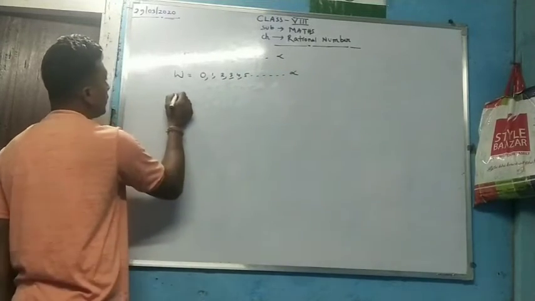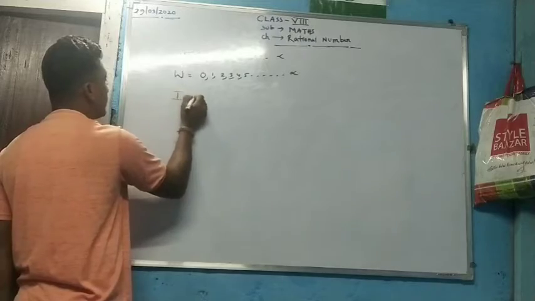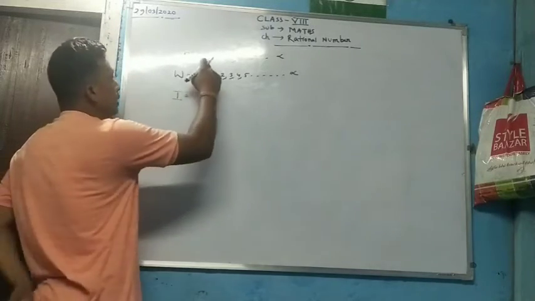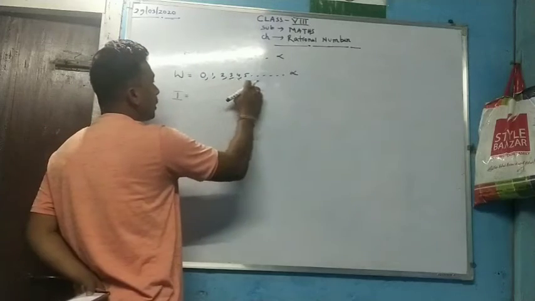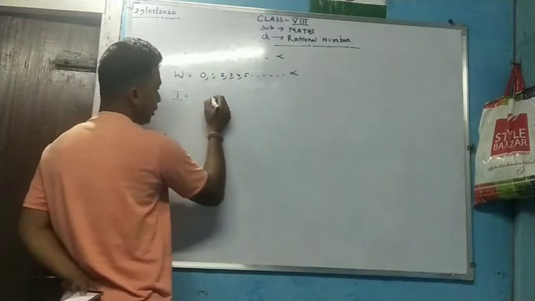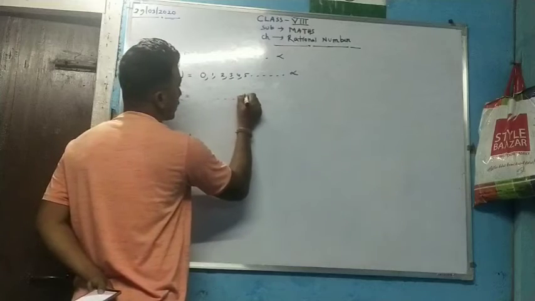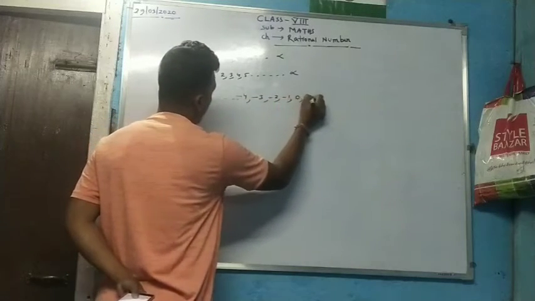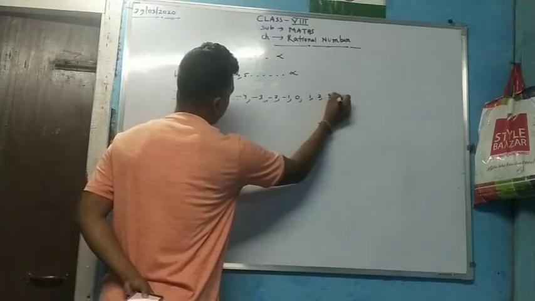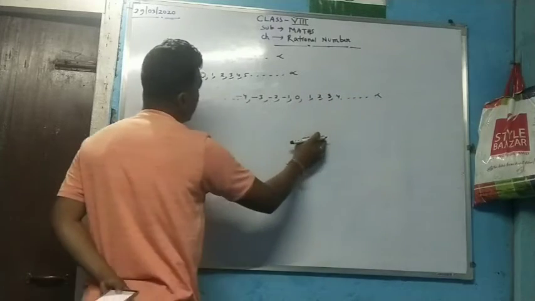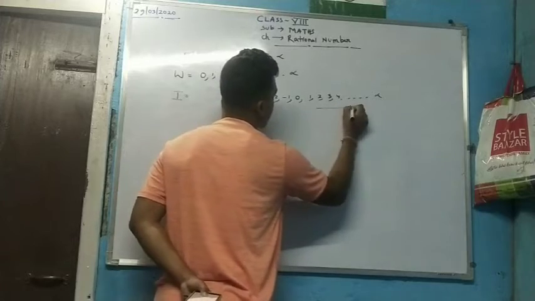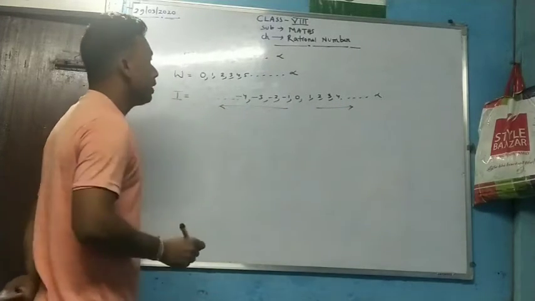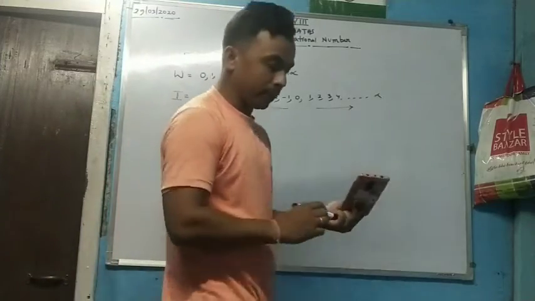Now I am going to tell you about integers. What are integers? In natural and whole numbers you have seen that these are all positive numbers, including 0. But in integers you have numbers like -4, -3, -2, -1, 0, 1, 2, 3, 4, going up to infinity. In both directions they move towards infinity. So here both positive and negative numbers are there.